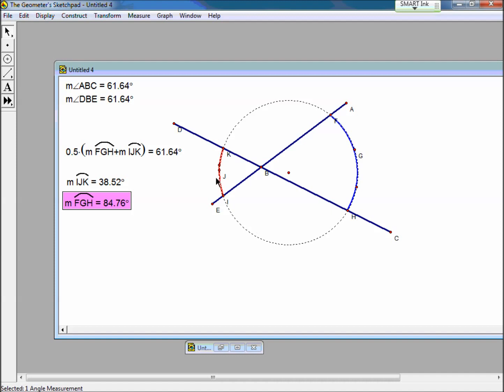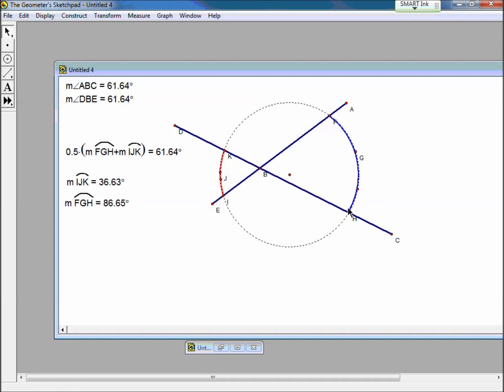And then I measured the 2 arcs. The red arc IJK is 38.52, and the blue arc FGH is 84.76. So if I did 1/2 times the sum of those 2 arcs, I get 61.64, same as those 2 angles. So the angles are always equal, and they're also always equal to 1/2 the sum of the arcs that are formed.